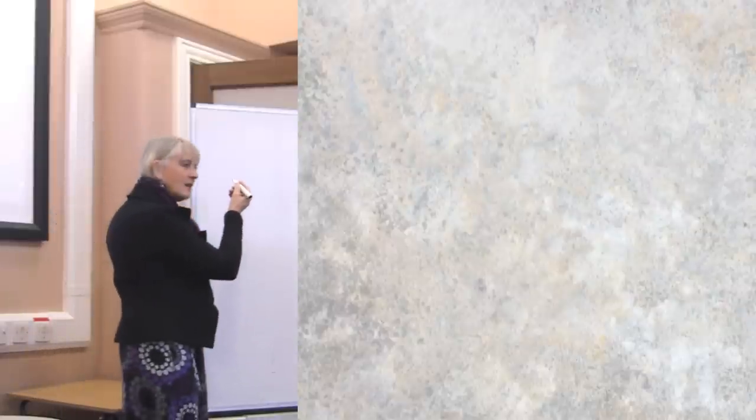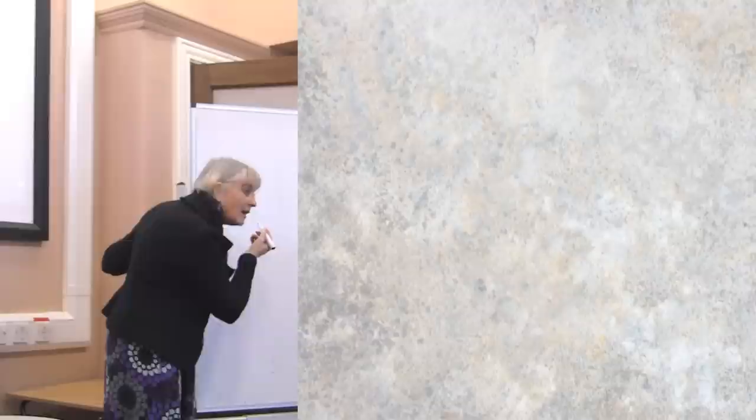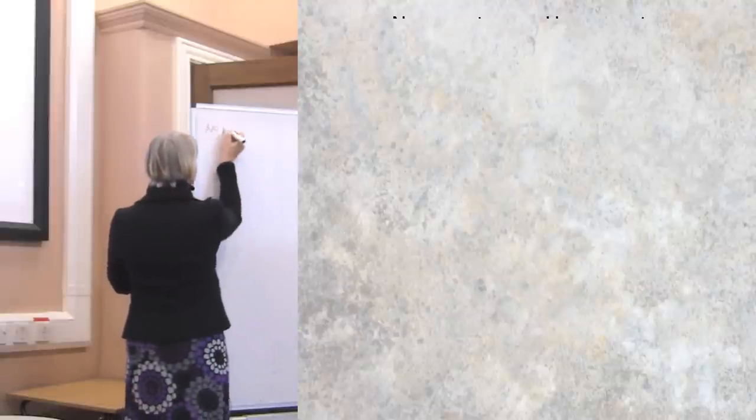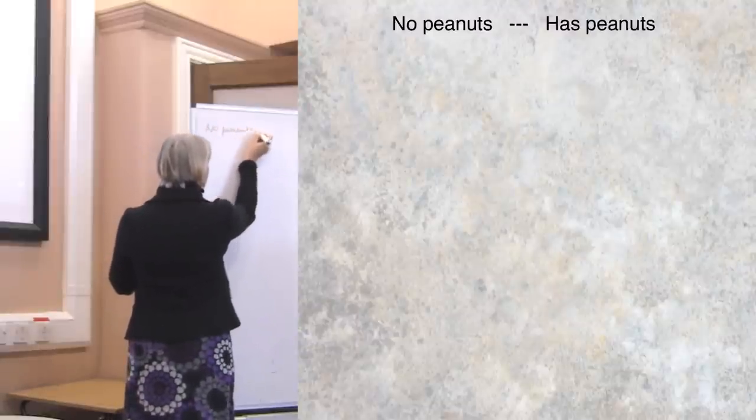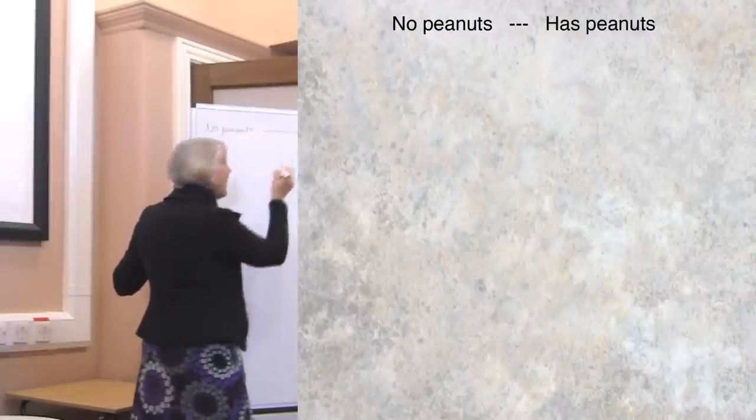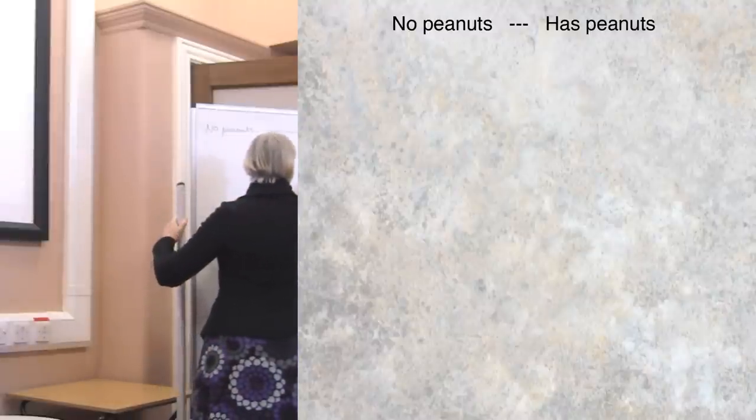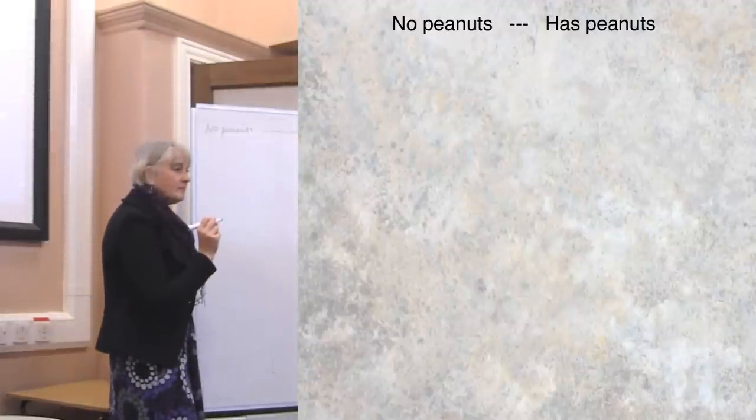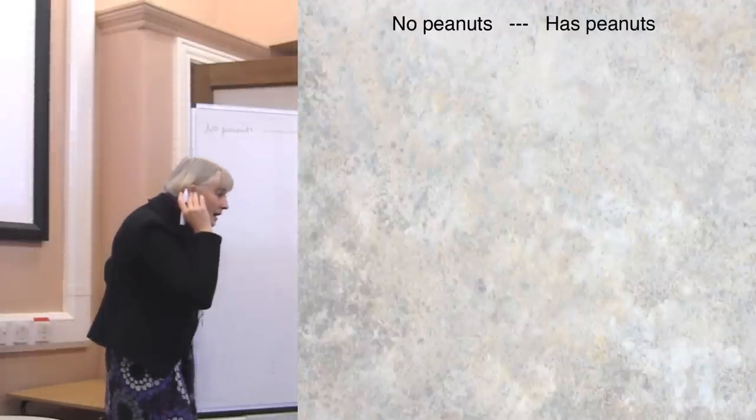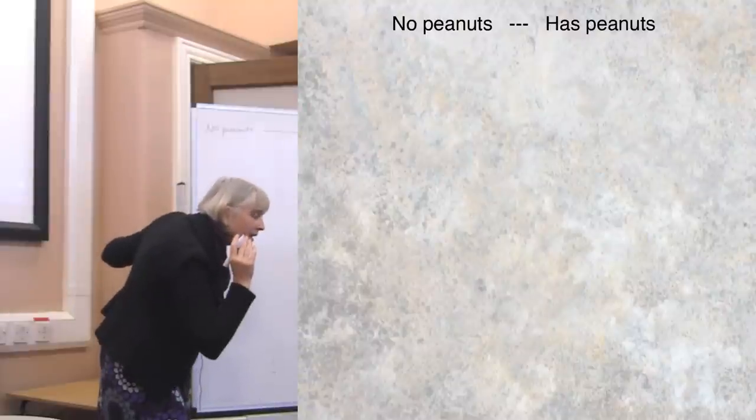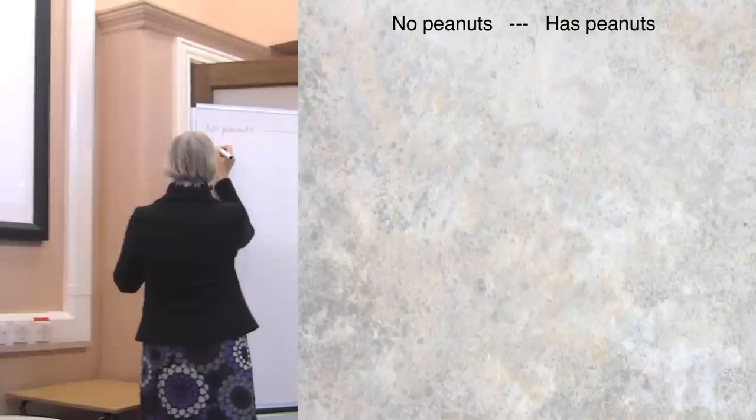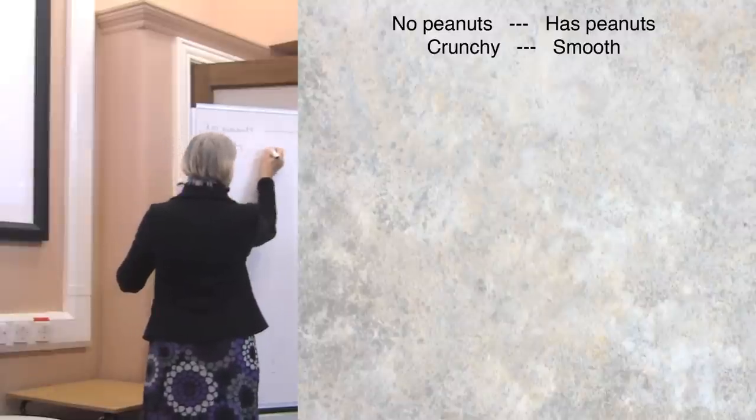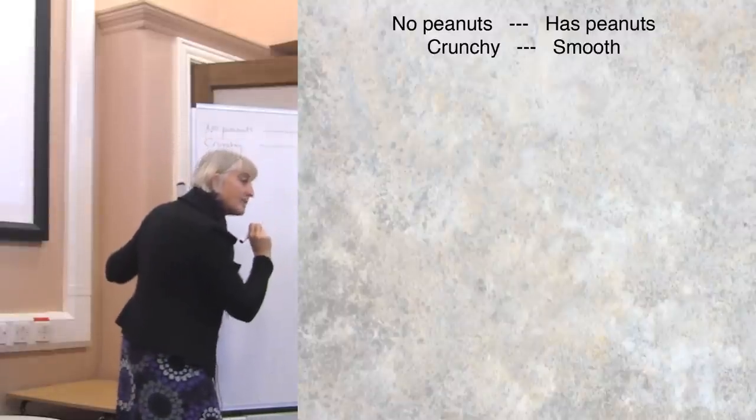I know that something about nuts was quite commonplace. Yeah. So, shall we have peanuts? Doesn't have peanuts, no peanuts, versus has peanuts. Okay. More constructs. Crunchy. Crunchy, as opposed to a bar which is smooth.